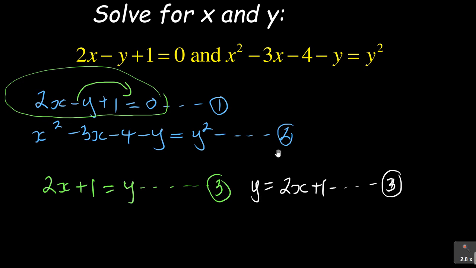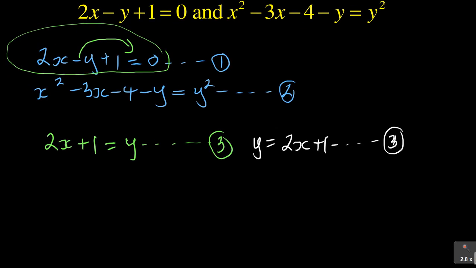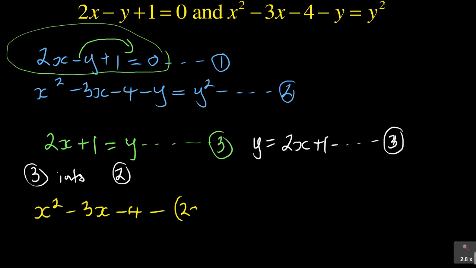Now you are going to substitute equation 3 into equation 2. So wherever there is y, you are going to put that value. What you will have is x squared minus 3x minus 4 minus y. Remember the value for y, you put a bracket. You have 2x plus 1 is equal to y squared, which is bracket 2x plus 1 squared.